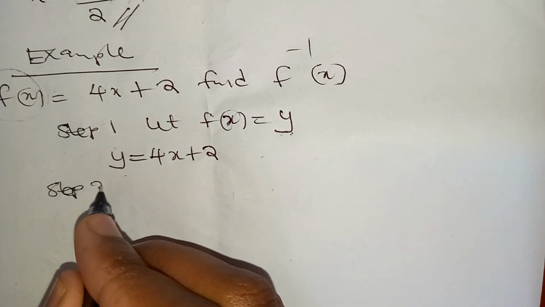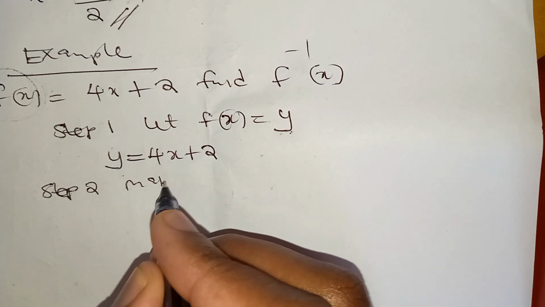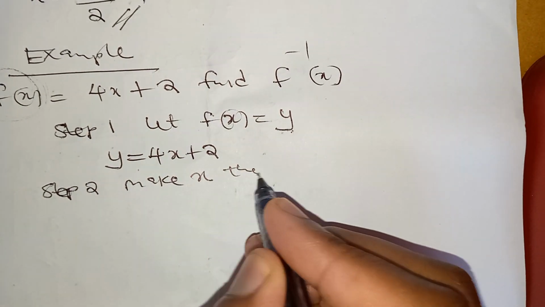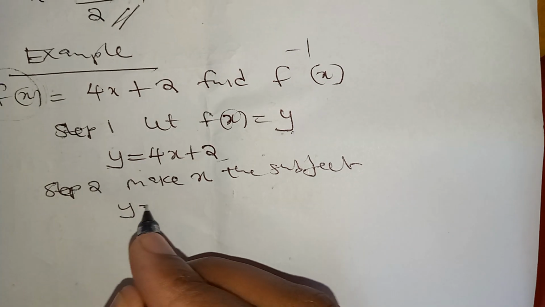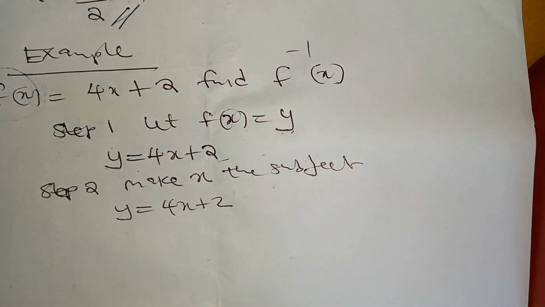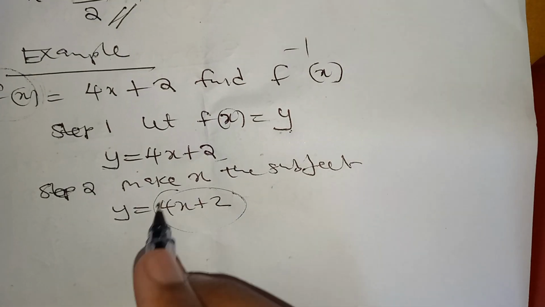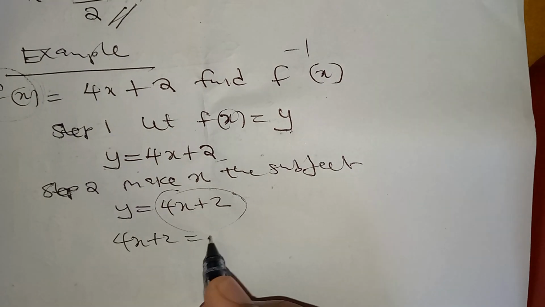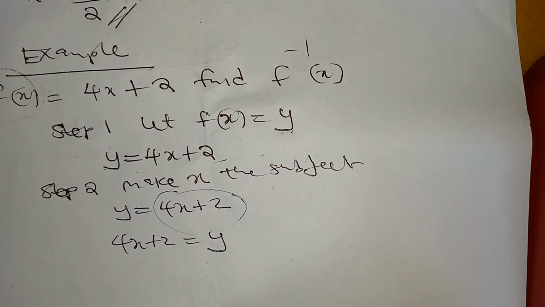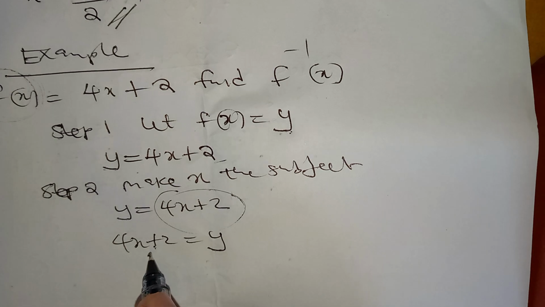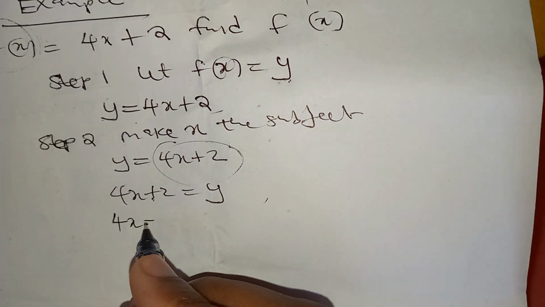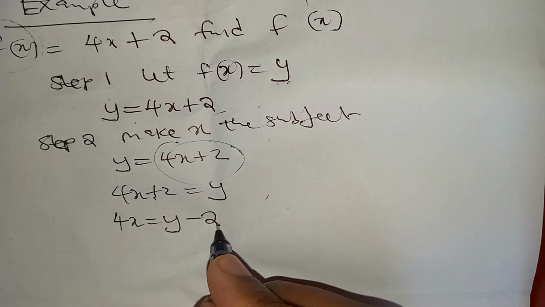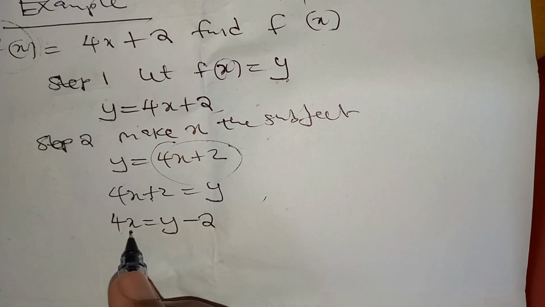Then step 2, we say make x the subject. So we take this, y is equals to 4x plus 2. How do we make x the subject? We can write this as 4x plus 2 is equals to y. So that positive 2, going the other side, is going to be negative 2. So we have 4x is equals to y minus 2. So how do we remain with x on one side alone here?